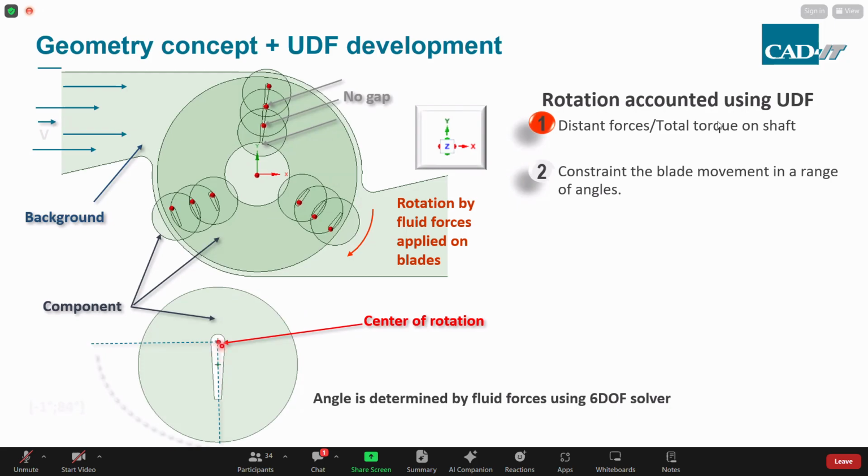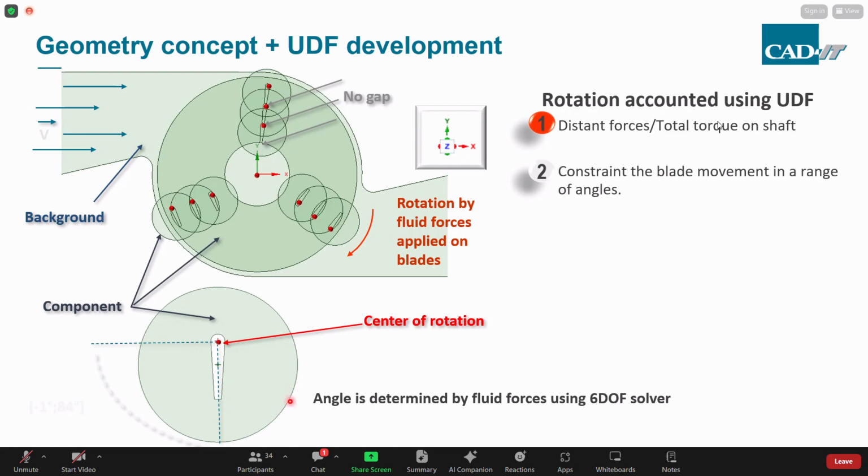Okay, so this will give you a better picture of how we model it. We have the center of rotation here, and then we create the movement by using a UDF stating that the rotor will move around here, with the pressure pushing from the water.